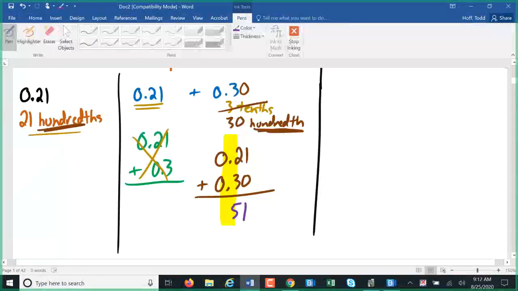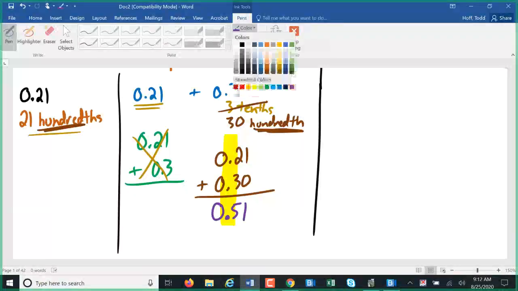What do we do with the decimal point? Bring it back down. Bring it straight down. Again, that's not a special rule for decimals. 21 hundredths plus 30 hundredths has to be 51 hundredths. We keep the same name. Bringing that decimal point straight down is just keeping the same name.